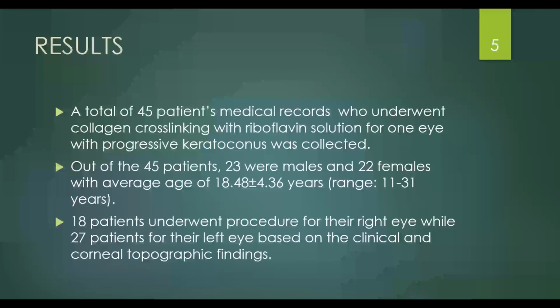So the results: a total of 45 patients' medical records who underwent collagen cross-linking with riboflavin solution for one eye with progressive keratoconus was collected. Out of 45 patients, 23 were male and 22 were female with an average age of 18.48 years, ranging from 11 to 31 years. 18 patients underwent the procedure for the right eye, while 27 patients for the left eye, based on their clinical and corneal topographic findings.